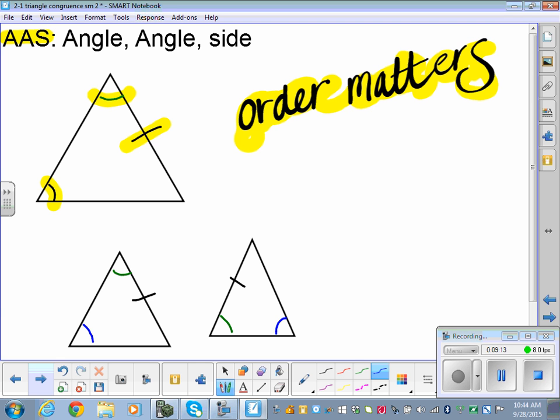So, angle, angle, side. So let's look at these 2 and see if they are congruent. So we're given a blue angle, then a green angle, then a black side. So let's see if we're given that same information over here. Blue angle, green angle, black side. Does everybody see how? Same order, so we're all good. By angle, angle, side, we know that these 2 triangles are indeed congruent. Even though it's flipped and rotated, we look at the information given. Questions on that?